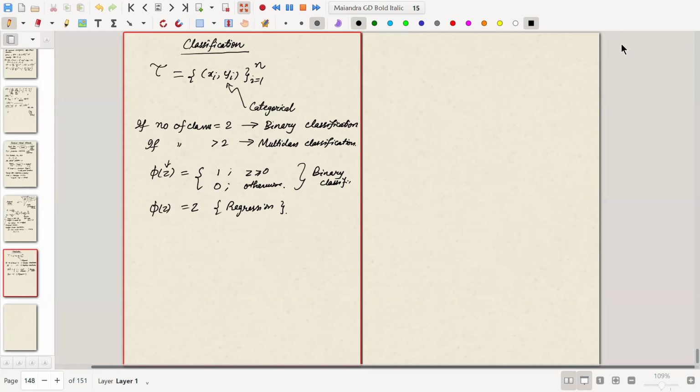So the identity activation function is used in regression, whereas you will use this step kind of activation function in classification. All right.